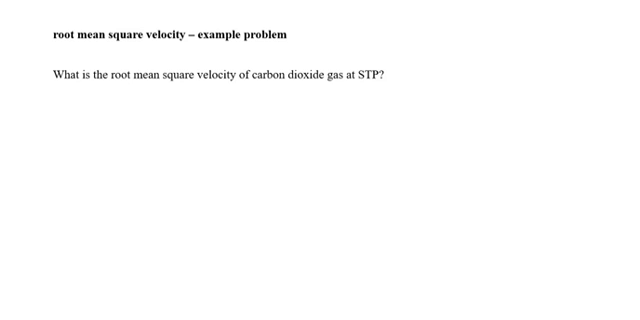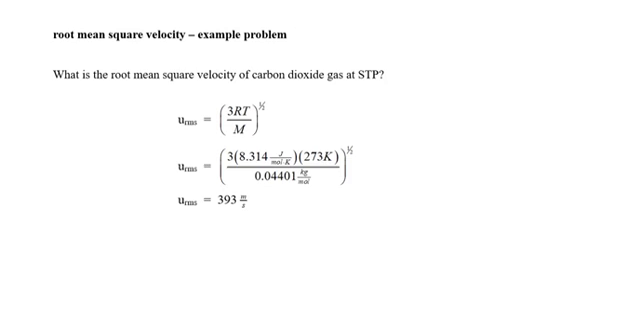As an example problem, what's the root mean square velocity of carbon dioxide gas? We just calculated its kinetic energy earlier. Here we want the root mean square velocity. So you have u_rms equals 3RT over the molar mass to the half power. Plugging in your data, you're good to go. Remember we're at STP, so 273 Kelvin.